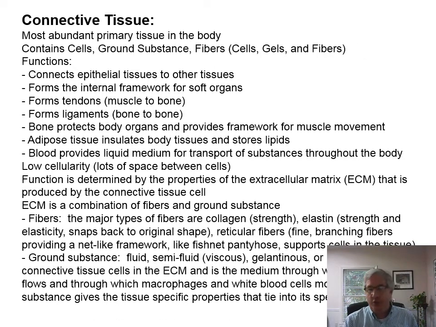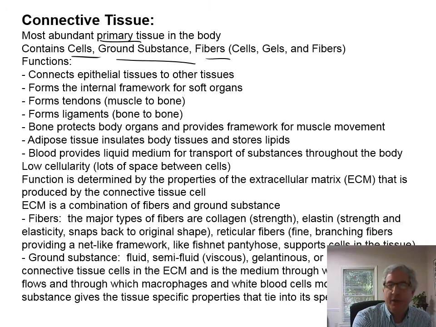So connective tissue. What is connective tissue? Well, remember we went back to the first slide. We talked about epithelial tissues cover. So connective tissues connect. It's the most abundant primary tissue in the body. Primary meaning epithelial or connective or muscle or nervous. It contains cells, ground substance, fibers, also known as cells, gels, and fibers.